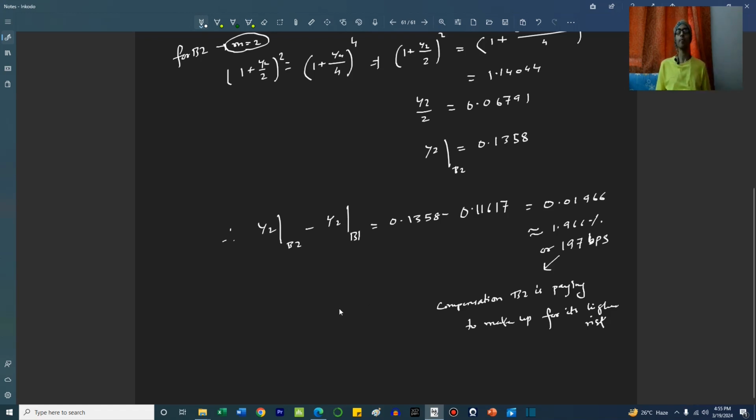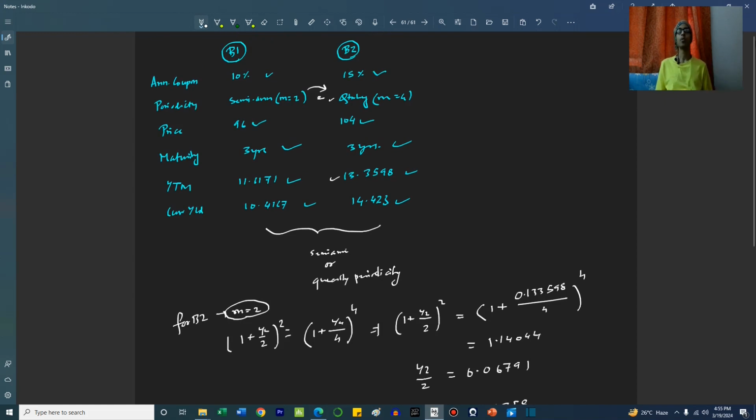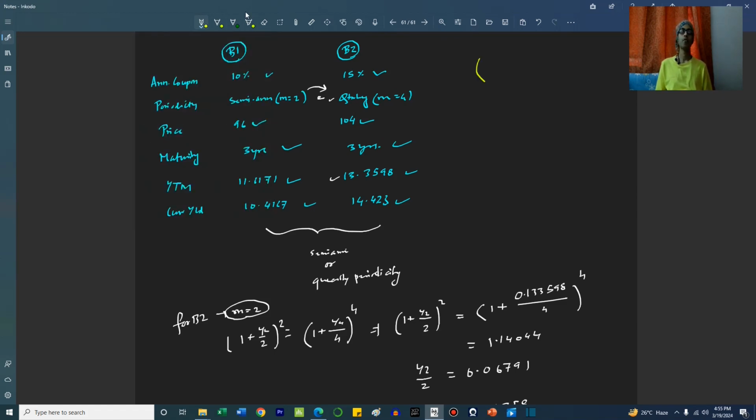Now we turn both of them into the quarterly basis. Already B2 is in quarterly basis, so we do not have to do anything about it. We just have to turn B1 to quarterly basis. Let us do that. So for B1, we are converting it from m is equal to 2 to m is equal to 4. 1 plus y 4 by 4 whole to the power 4 is equal to 1 plus y 2 by 2 whole to the power 2.